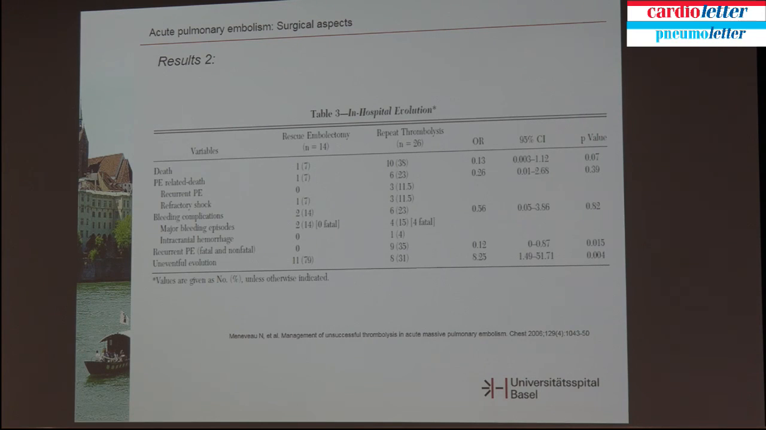There's a subset of patients in this study by Menevaux. He looked at 40 patients out of about 400 patients who had re-embolism. Out of these 40 patients, 14 had been operated and 26 had repeated thrombolysis. The death rate was 7% in the surgical group and 38% in the repeated thrombolysis group. Bleeding complications were less in the surgical group compared to the thrombolysis group. And in the end, 79% had an uneventful evolution in the surgical group and only 31% in the thrombolysis group.